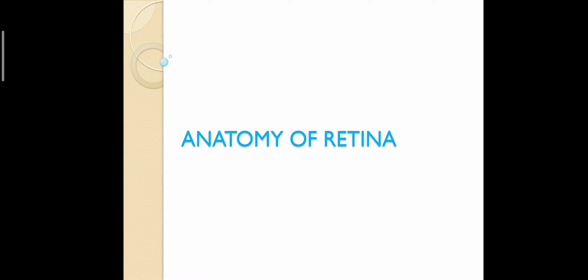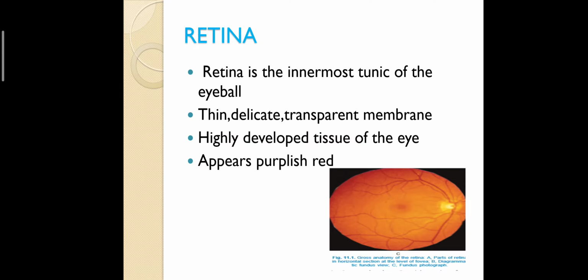Hi everyone, today we'll be discussing the anatomy of the retina. As you know, the retina is the innermost tunic of the eyeball. It is a thin, delicate, transparent membrane which is considered to be a highly developed tissue of the eye.